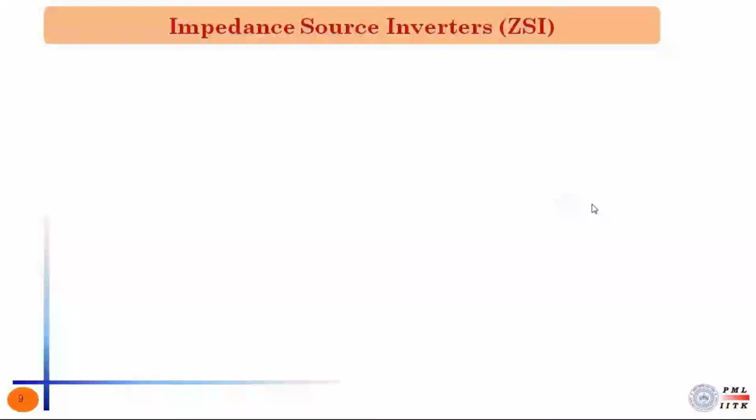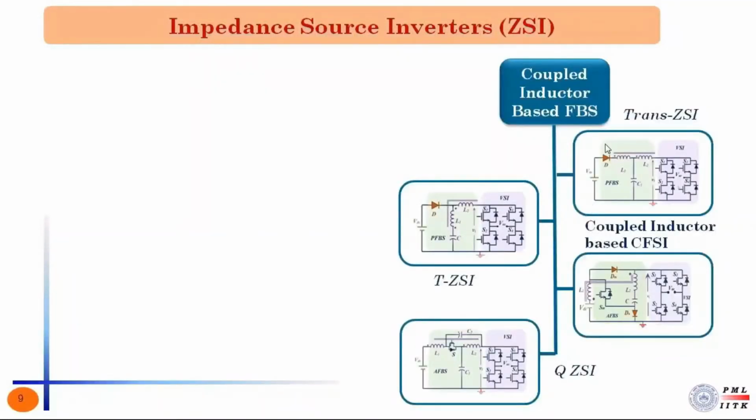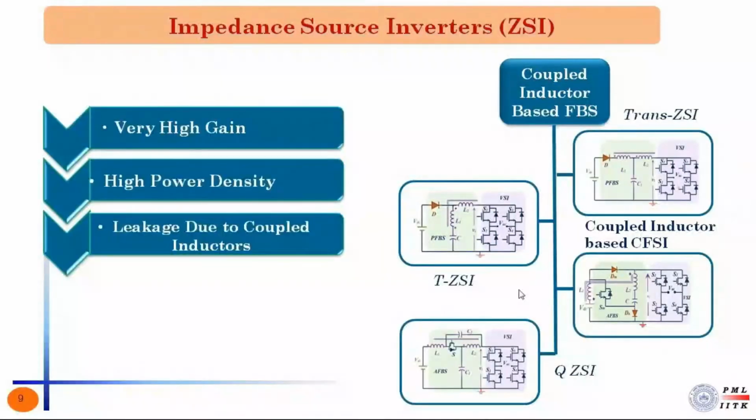Now, under the category of coupled inductor-based FBS, there are topologies like trans ZSI, TZSI, then coupled inductor-based CFSI, and QZSI explored. These provide actually very high gain, but these topologies make the complexity of the system very high due to the presence of the coupled inductors, and the complexity of the system increases even more due to the leakage inductance of the coupled inductors.